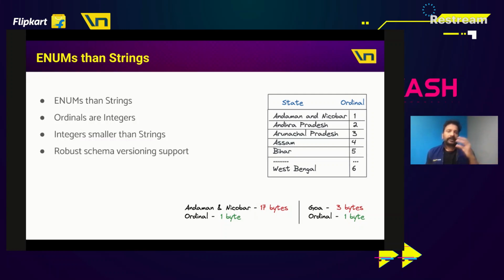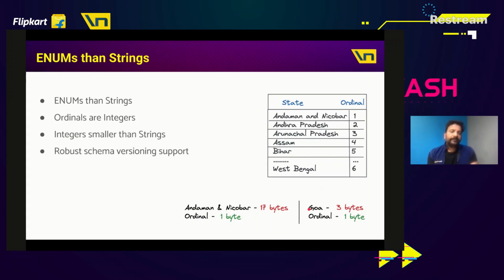So if you look at a review, the review also has the location from which the user typed the review, and the location has the state name. Now, the state name is typically stored as a string in the JSON. What we wanted to do is convert it into an enum. So every state now has an ordinal. So I don't store Andaman and Nicobar, I just store the number 1. And because it's an enum, I can always look up by the ordinal and immediately get the data.